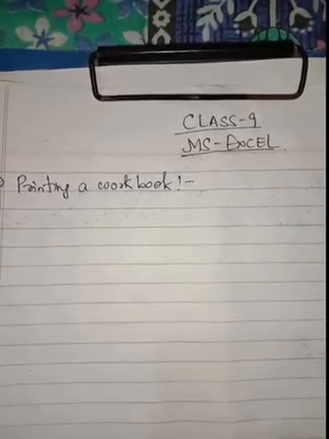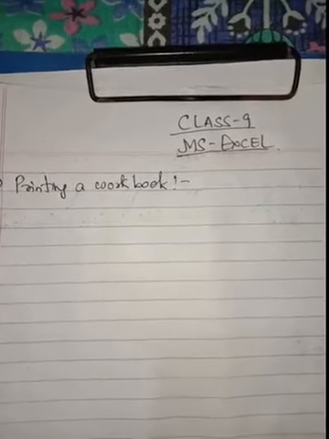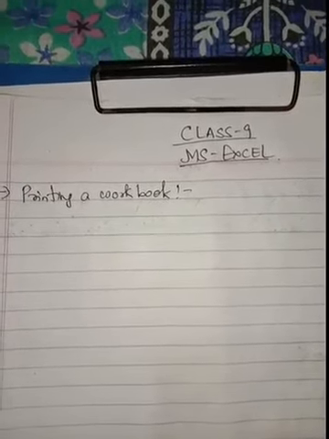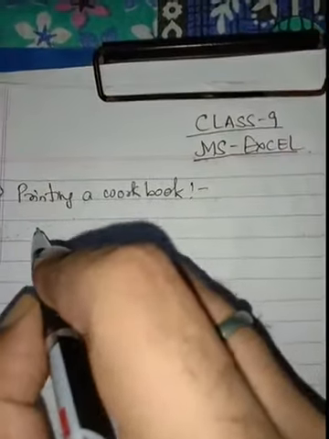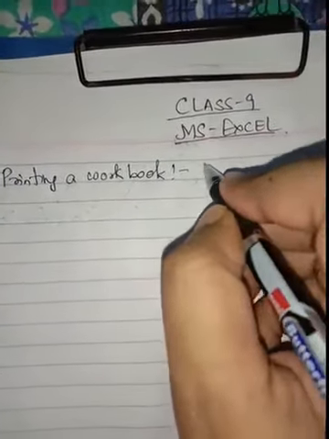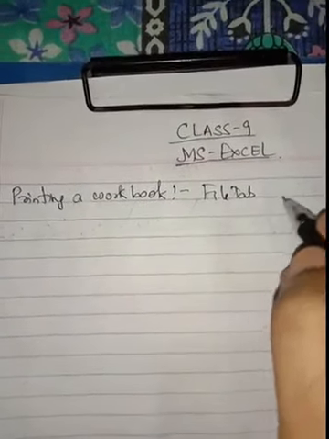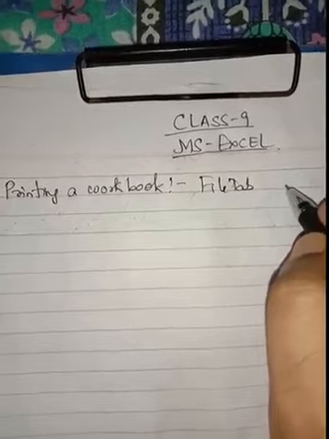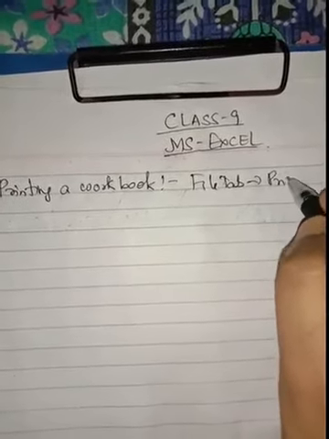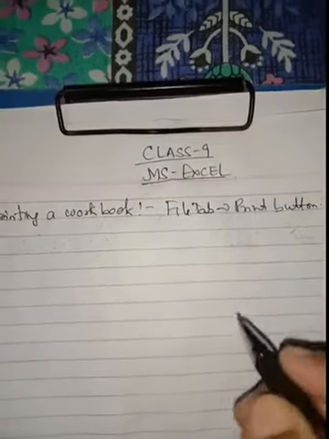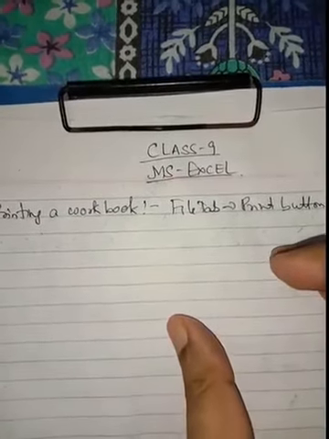But before printing the workbook or worksheet, we would have to look at the formatting of the pages, which is called print preview. So first of all, what step do we have to follow? The first step is move to the File tab. From the File tab, now move to the Print button. Now click on the Print button.